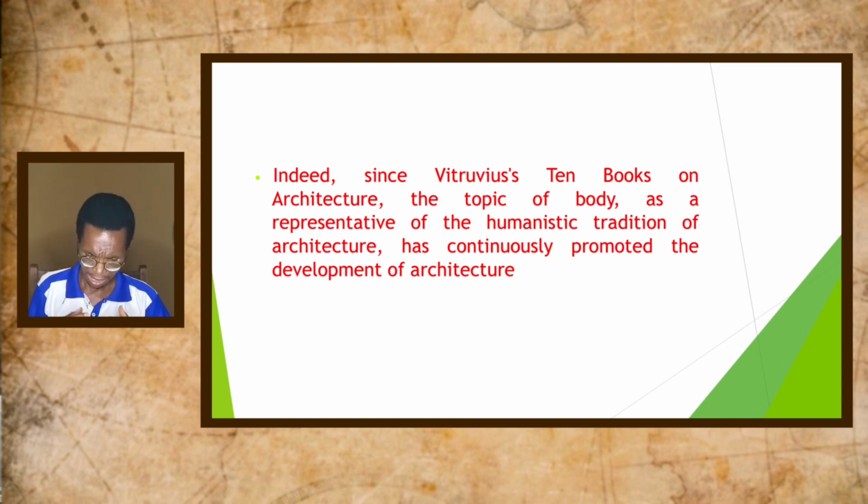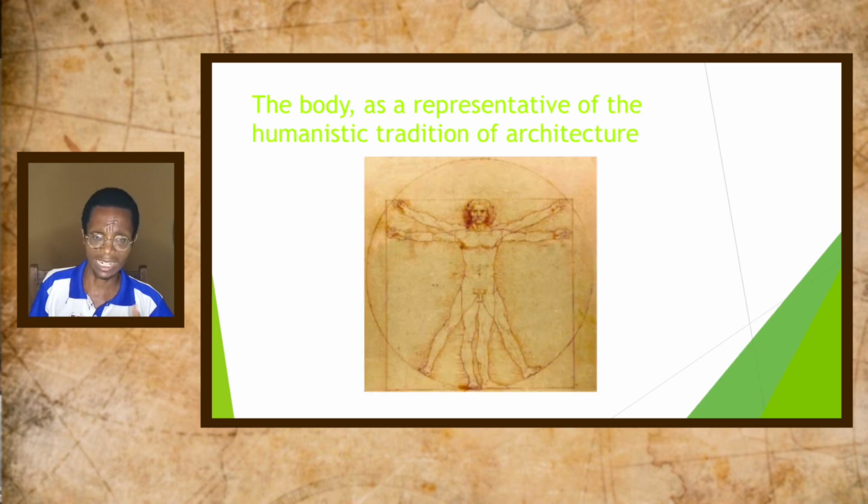But there have been write-ups about this relationship between human configurations and architecture, stone and flesh, architecture and biology, from history. Indeed, Vitruvius, in his Ten Books on Architecture, depicts the topic of the body as a representative of humanistic traditions of architecture. And since then, this tradition has been continuously promoted, as can be seen from the slide. The body as a representative of humanistic tradition of architecture. And this is the diagram showing this.